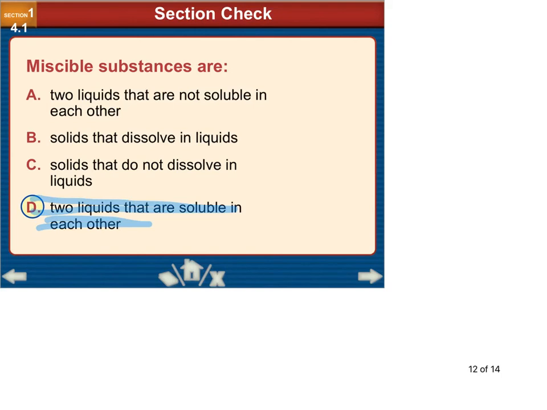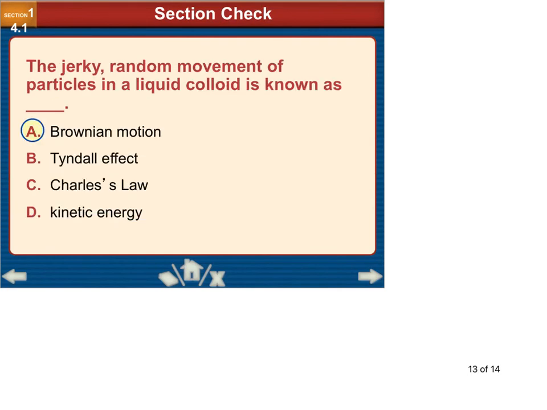Solids that dissolve in liquids could be a description of a solute, or soluble, either would work, and this one's more referring to insoluble, but miscible always refers to liquids. And the jerky random movement of particles, well, that's another definition you should know: Brownian motion. Tyndall effect refers to scattering. Charles' law and kinetic energy are not particularly related to this concept.